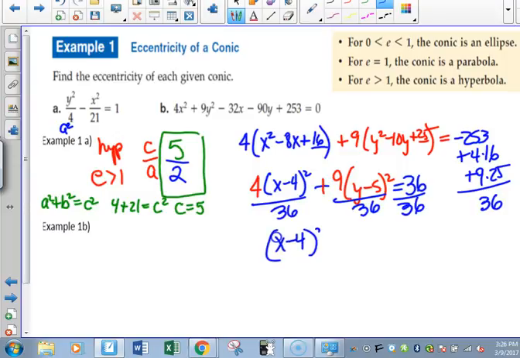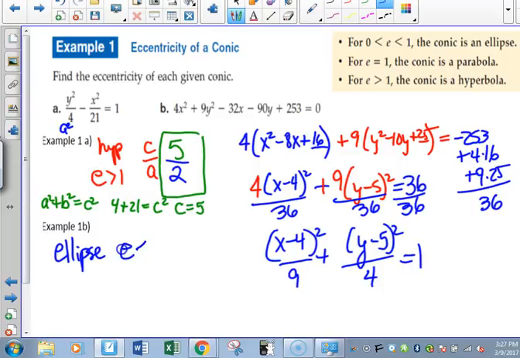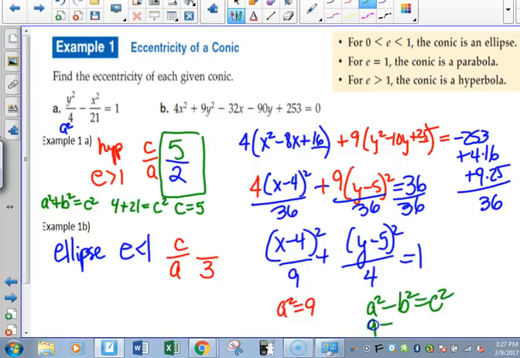So we get (x − 4) squared over 9, plus... in the middle, what does that mean? It is an ellipse. An ellipse means the eccentricity should be less than 1. It's still c over a. What's a this time? Which one is a? How do you know? It's not always the first one, but it's always the bigger one. So a squared is 9, so a is 3. How do you find c though? a squared minus b squared. So it's 9 minus 4. c is the square root of 5. Square root of 5 divided by 3, is that less than 1? Not by a lot, but it is.